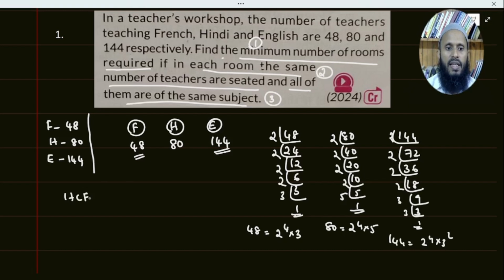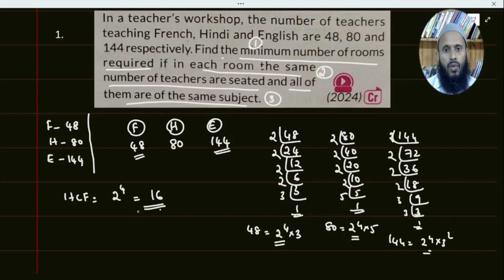Now what is HCF? HCF we know is the product of the smallest powers of each common prime factor involved. So in 48, 80 and 144, only one common prime factor is there, which is 2. 2 is present everywhere, and the smallest power of 2 in all the 3 cases is the same power. So HCF will be nothing but 2 raised to 4, which is equal to 16. So we find that the number of teachers in each room must be 16.